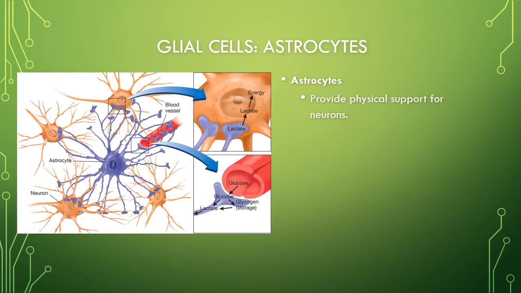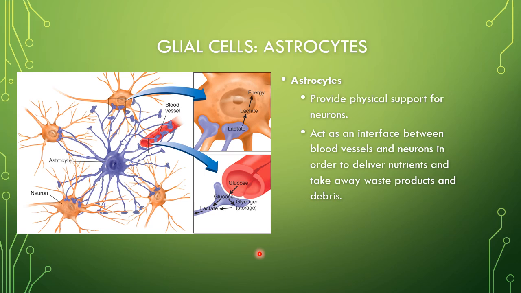Astrocytes play some of the most active roles in the brain. First and foremost, they provide the biggest amount of physical support to neurons, because, as you see here, they tend to interface between a number of different neurons. Another thing they do is act as an interface between blood vessels that go through the brain and the neurons themselves.